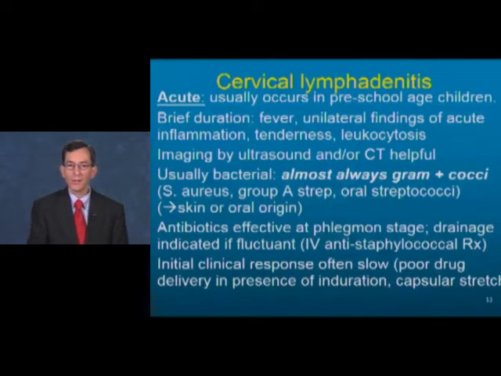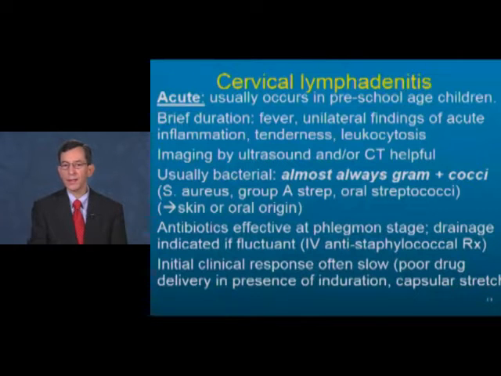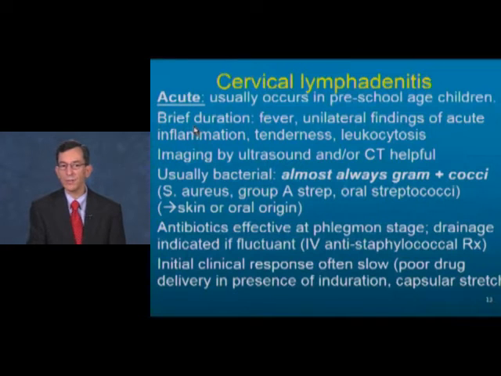I'll move on and talk about cervical lymphadenitis, which comes in two fundamental forms. That is acute cervical lymphadenitis, typically seen primarily in young children, and subacute or chronic lymphadenitis, which involves children of a wider age range. Typical bacterial cervical lymphadenitis presents to attention following a brief duration of illness with the onset of fever and almost always unilateral findings of acute inflammation, marked tenderness, and on CBC evaluation, leukocytosis.